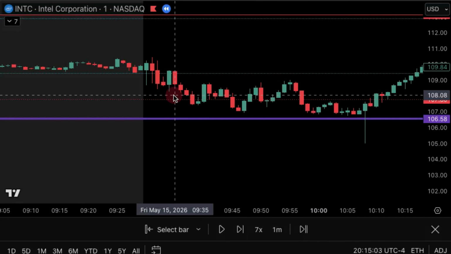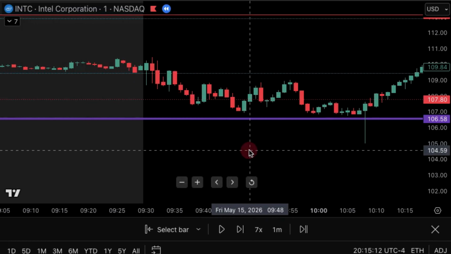I got rid of it. You're going to see in a second why I got rid of it. But I will not be trading on anything lower than the 5 minute from here on out. Just, it's way too messy.